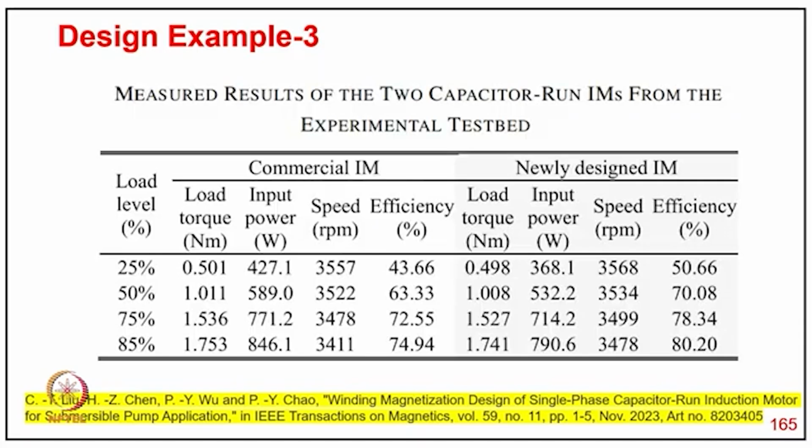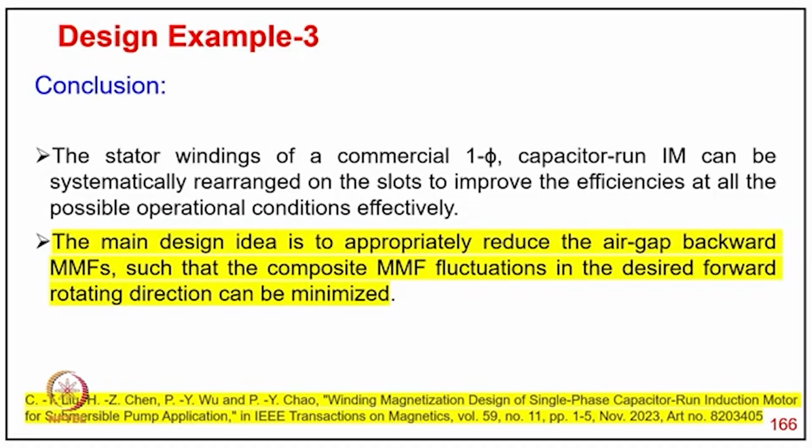And the major result of the two capacitor run motors from the experiment shows they are able to get an efficiency improvement on the order of 74.75% to around 80% for the new design motor. So coming to the conclusion, the stator windings of a commercial single phase capacitor run induction motor can be systematically arranged on the slot to improve the efficiency under all the possible operational conditions. The main design idea is to appropriately reduce the air gap backward MMF such that the composite MMF fluctuation in the desired forward direction can be minimized.